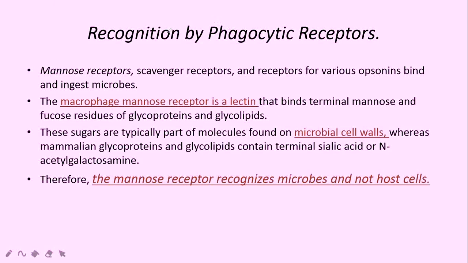There is an important function of the mannose receptor: it recognizes only microbes and not the host cell. This is because the sugars which it recognizes are typically part of molecules found on microbial cell walls, whereas the mammalian glycoproteins and glycolipids are not recognized by the mannose receptor.